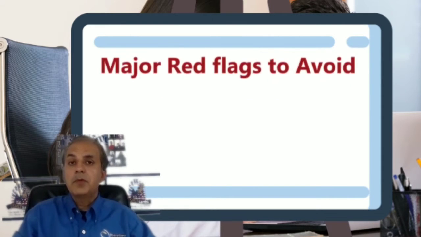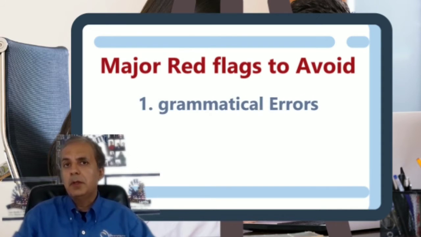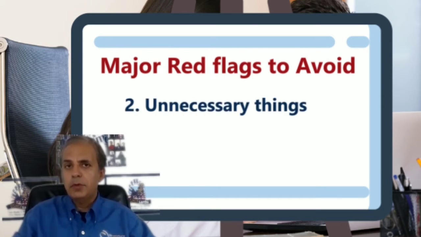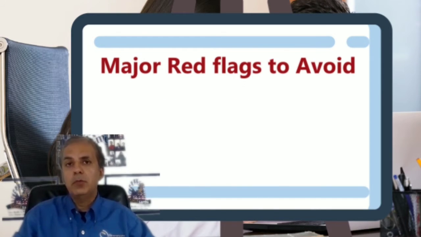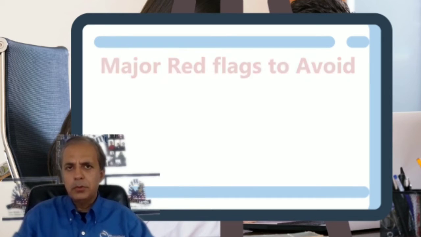Then what are the major red flags you need to avoid in your CV? One is grammatical errors, so you have to really take care of that. Second is unnecessary fluff in your CV, repetition of the same information over and over again. And finally is outright lying. So these are the things you really have to avoid in your CV, and we'll talk about these as we continue in this video.